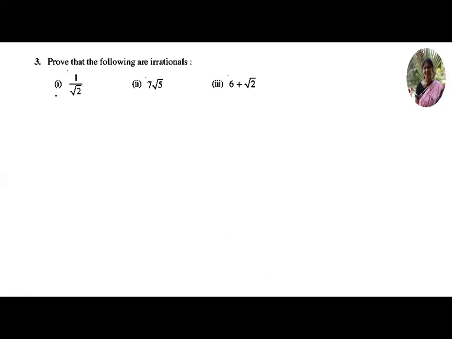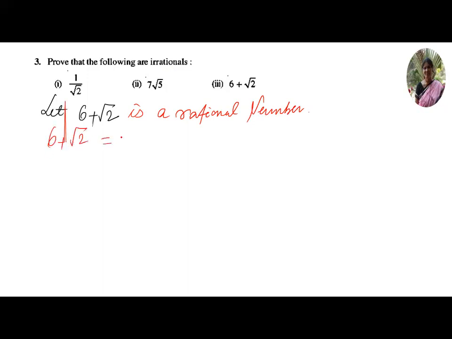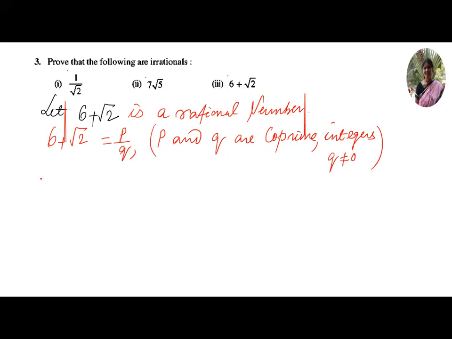Third part, 6 plus root 2. Let 6 plus root 2 be a rational number. Then 6 plus root 2 is equal to p by q, where p and q are co-prime integers and q is not equal to 0. Then p by q is equal to 6 plus root 2, or p by q minus 6 is equal to root 2, or p minus 6q by q is equal to root 2.